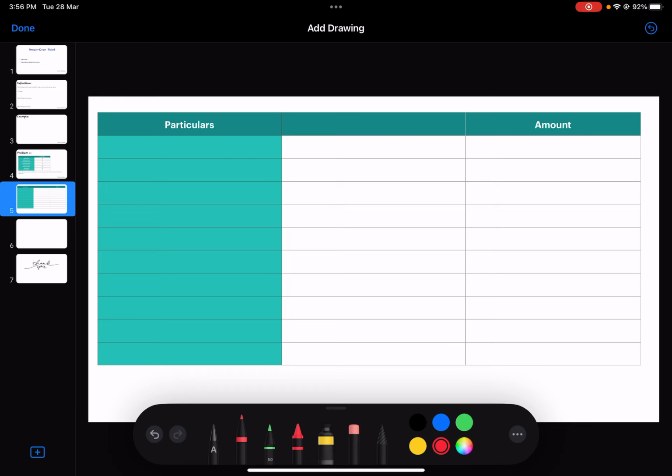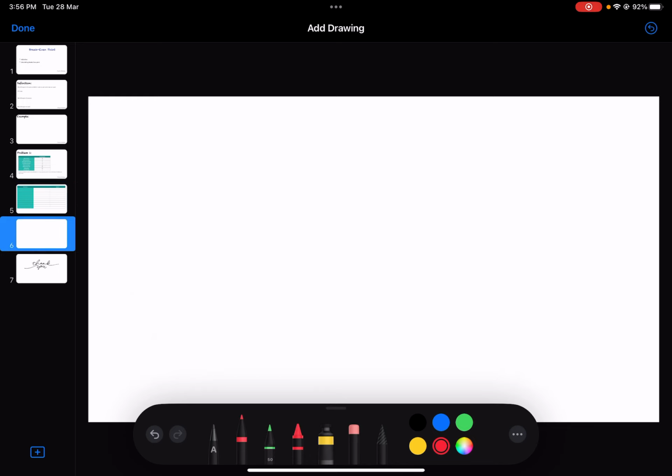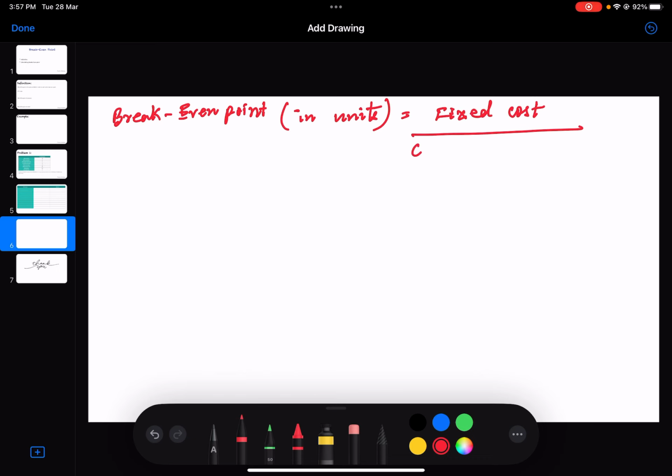Now first thing is, if we want to calculate break-even point in units, let's see what exactly we need. We first need fixed cost, right? Fixed cost, and we need contribution per unit. Okay, we need contribution per unit.